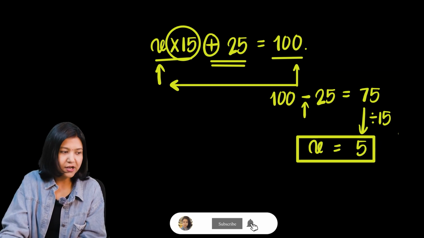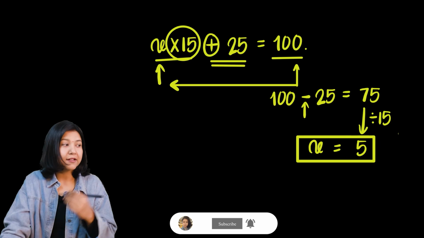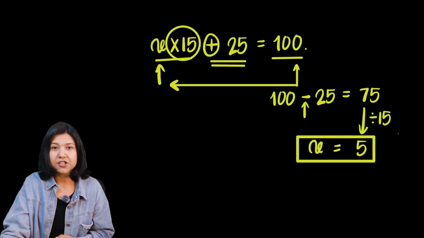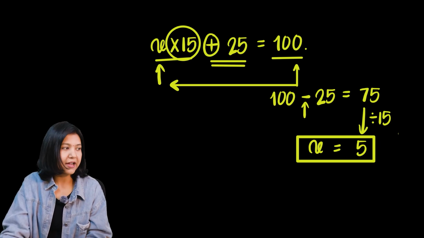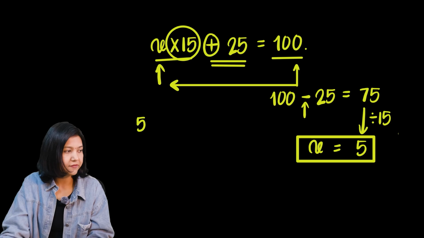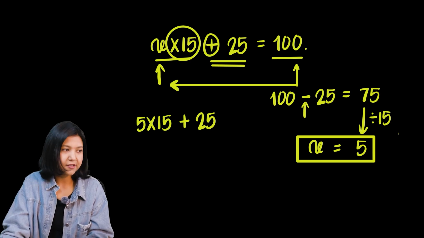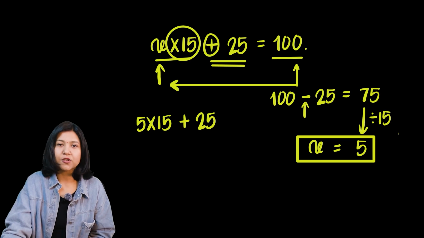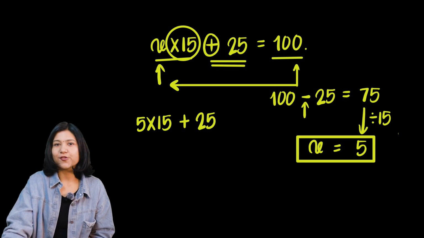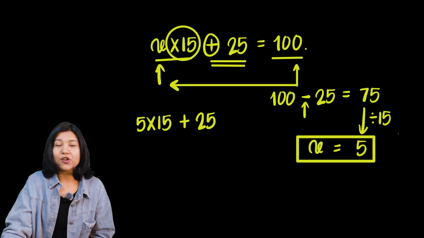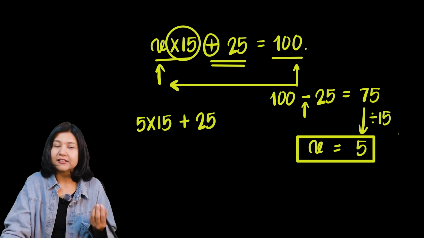You can verify your answer by putting this value back into the equation and seeing if you actually make the total of 100. So 5 times 15 is 75, plus 25 is equal to 100, which means you can be confident that what you got is correct. So you have a total of $5 to spend per item, and you will be buying 15 such items for all your 15 friends. This is called solving a linear equation.